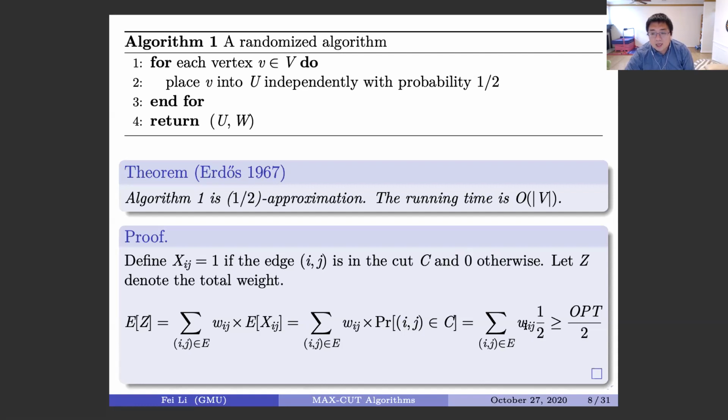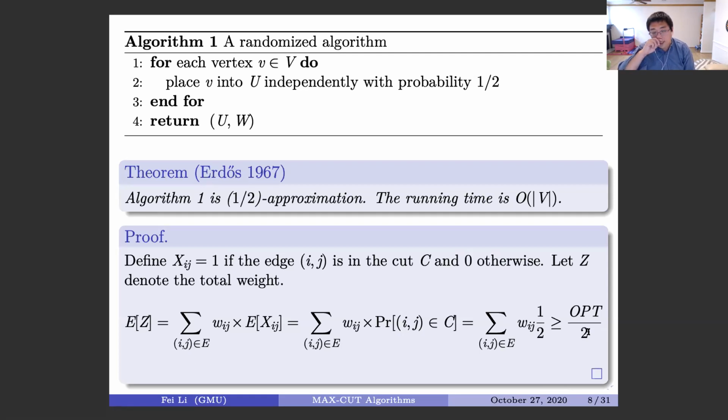And here is the proof. Sorry, here is the upper bound of the optimal solution, which is the sum of the total weights. That means the optimal algorithm cannot have a total weight more than the total weight of the edges in this graph. And therefore, the expected value of this cut is at least half of the optimal solution.